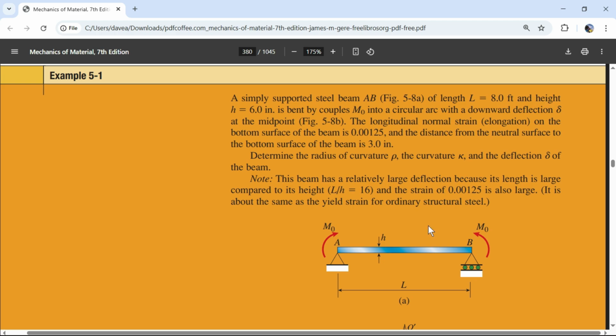All right, and the beam has a total height of 6 inches. See how we need to work in inches? Everything's got to be in inches. This is 96 inches in length.